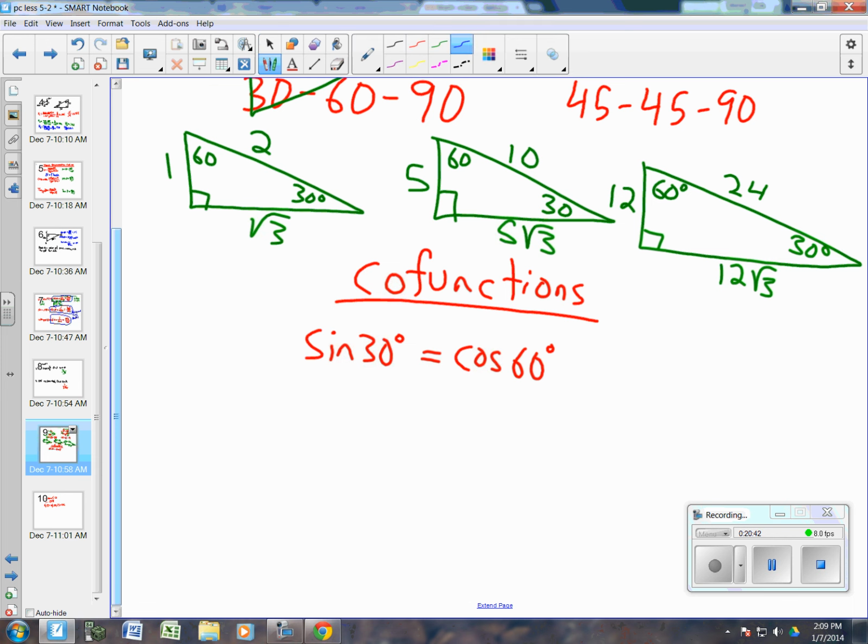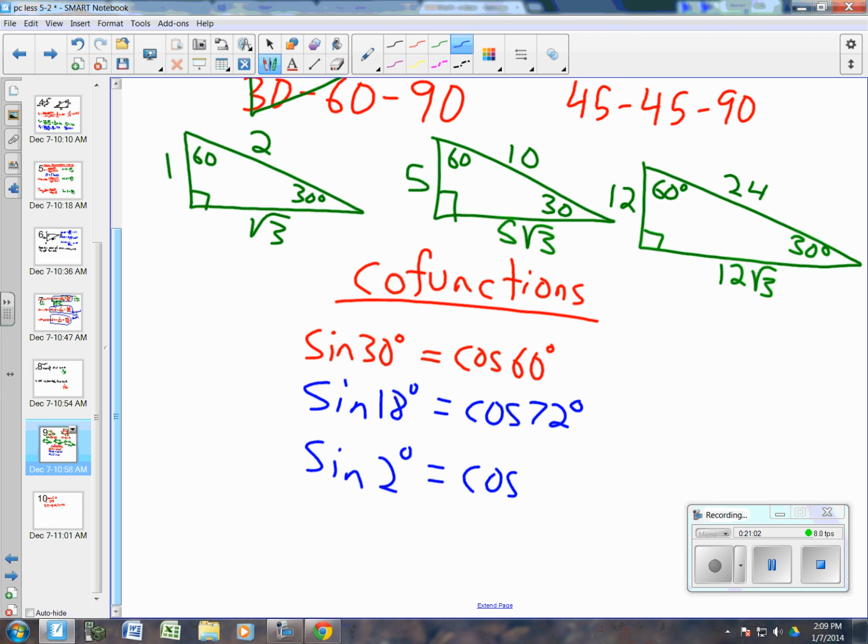Now, here's the cool thing, you guys. It doesn't matter what I take. If I take two complementary angles and I take the sine of one and the cosine of the other, they're always going to be equal. We call these cofunctions. Sine of 2 degrees is equal to the cosine of 88 degrees. And you know what? We can switch them around. Sine of 88 degrees is equal to the cosine of 2 degrees. Every single time. Okay? They're always equal.